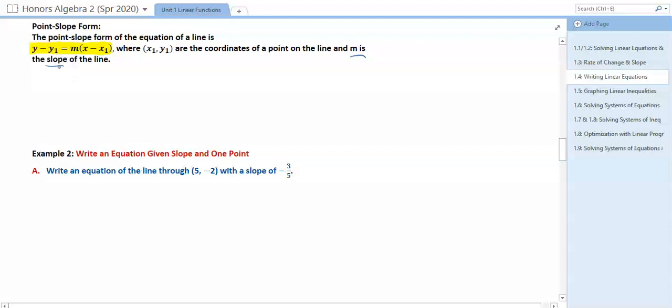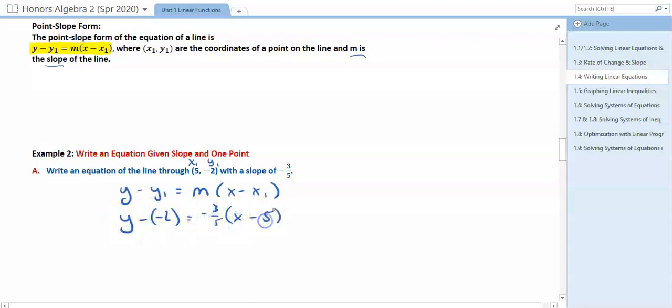And so what that means is, given information, so we'll look at example A here, if we're given the point 5, -2 with a slope of -3/5, we're going to plug into our point slope form. This is my x1, this is my y1. So y minus -2 equals -3/5 x minus 5. If we want to keep this in point slope form, we're going to just fix these signs right here. So y plus 2 equals -3/5 x minus 5.